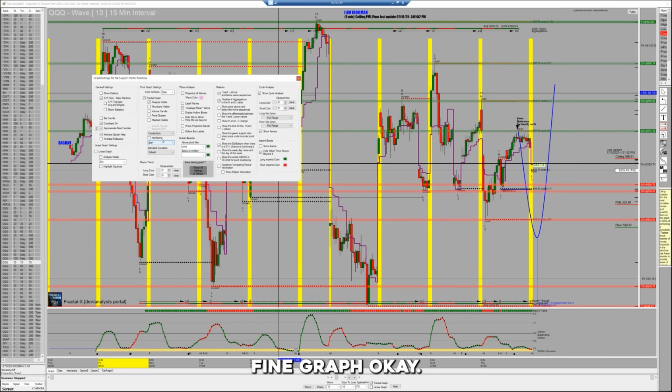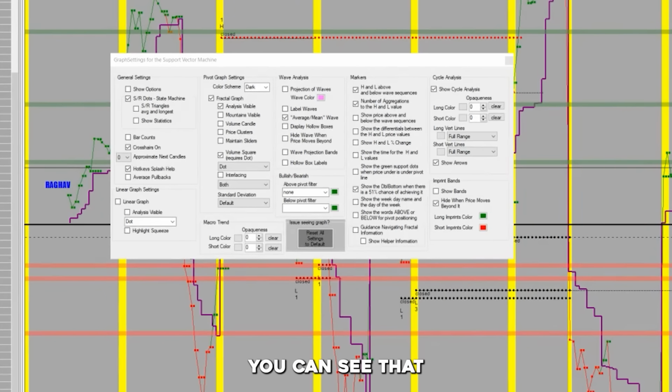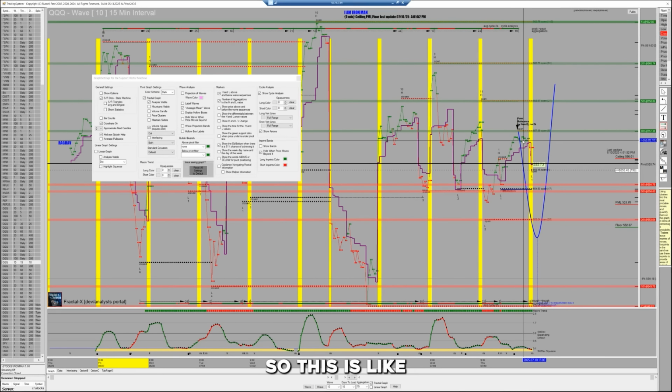Okay, pine graph. So if I click on dot right here, you can see that the candles have changed. This is like this tool right here. These candles right here are not available in any other software.